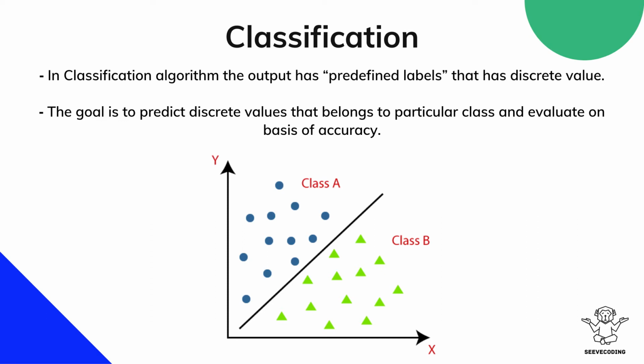Classification. Classification is a machine learning task that identifies the class to which an instance belongs. Classification involves training a model to predict a qualitative target. In a classification algorithm, the output has predefined labels that have discrete values. The goal is to predict discrete values that belong to a particular class and evaluate on the basis of accuracy.